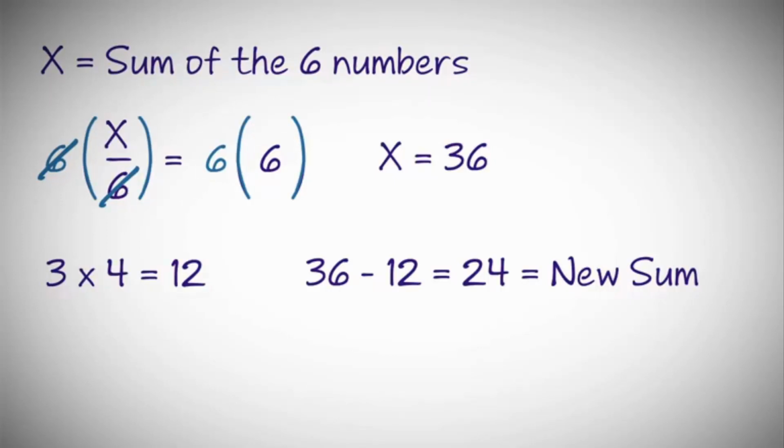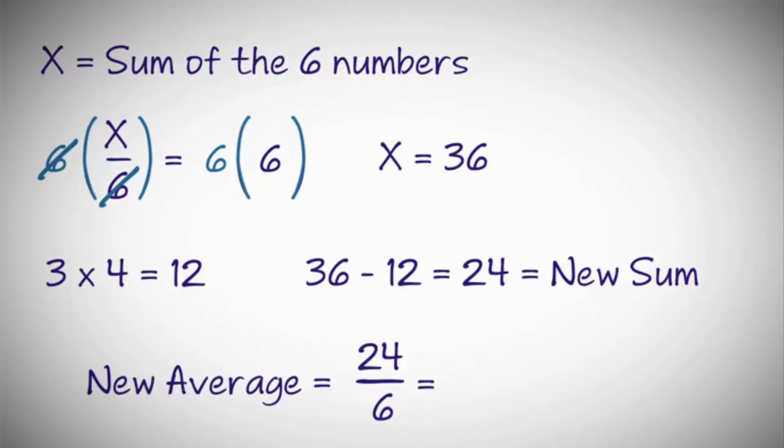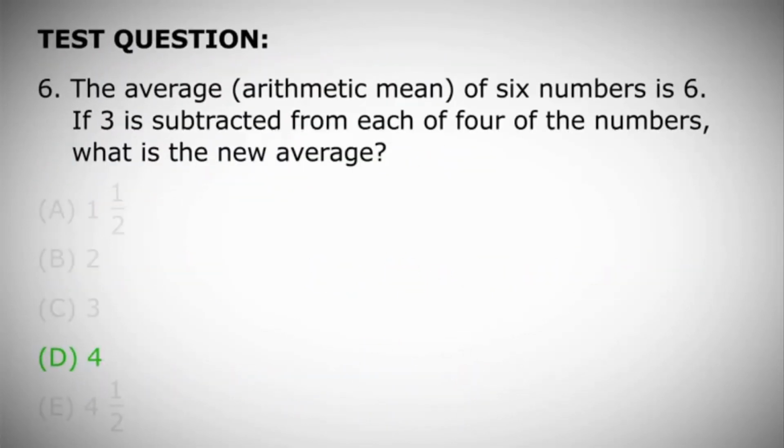Now, we're going to divide that number by 6 because we haven't taken away any of the 6 original terms. So our new average is going to be 24 divided by 6, which is equal to 4, which matches up with answer choice D.